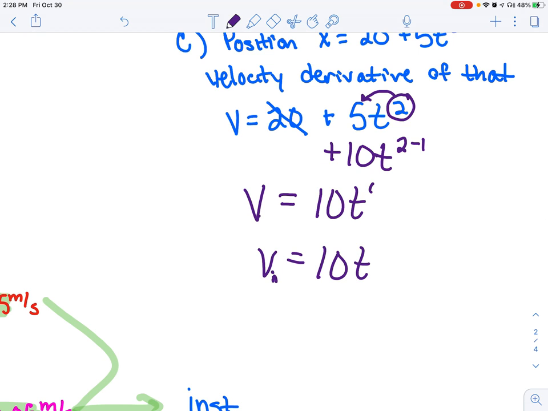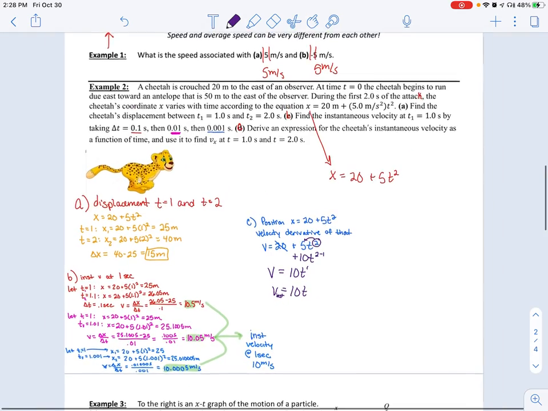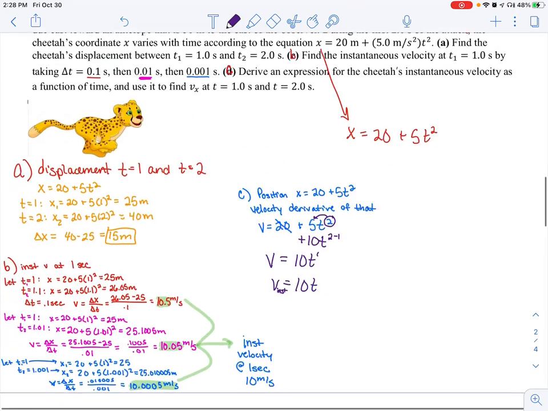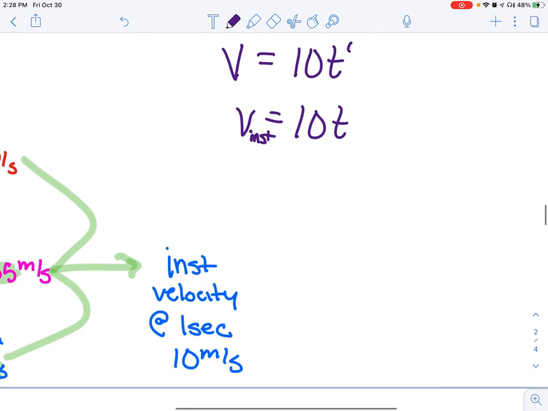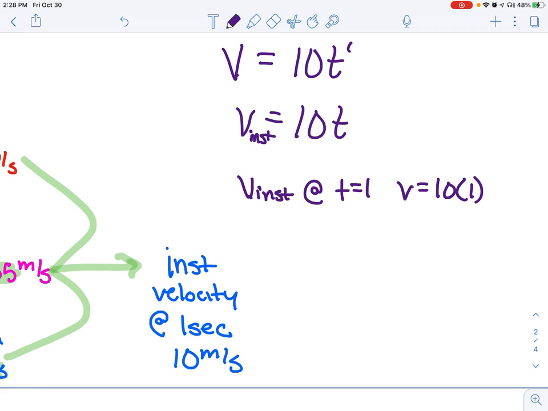And this is instantaneous velocity. So when I asked you to find the instantaneous velocity at 1 and at 2, watch this. Instantaneous velocity at t equals 1 second would be velocity equals 10 times 1, which is 10 meters per second. And if you look, isn't that what we did? Now the problem also asks for the instantaneous velocity at 2 seconds, I believe.